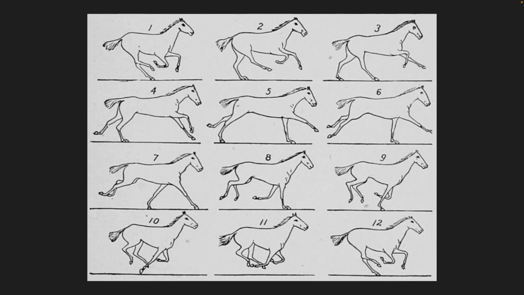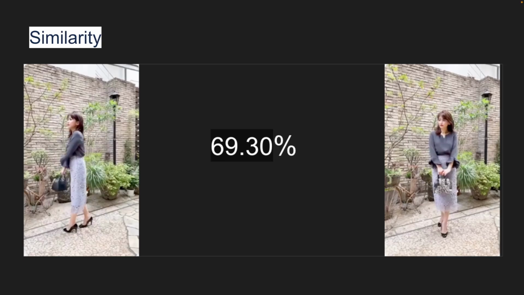To better understand how we verify the video playback, the most important thing we need to know is the similarity. The similarity describes how different two images are. For example, in these two images, the similarity is almost 70%, it is 69.30%, which means that almost 30% of the parts are different.